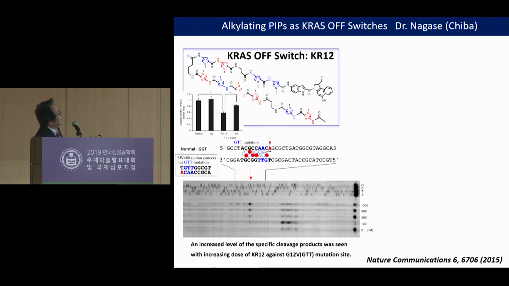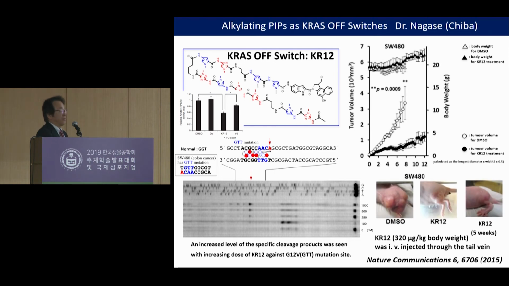And we synthesized this compound in large quantity and injected it into mice which carry human colon cancer. As you can see, after 5 weeks after injection of this compound, we can get a smooth surface, which clearly indicates the molecule reduces the growth of cancer without any loss of weight.